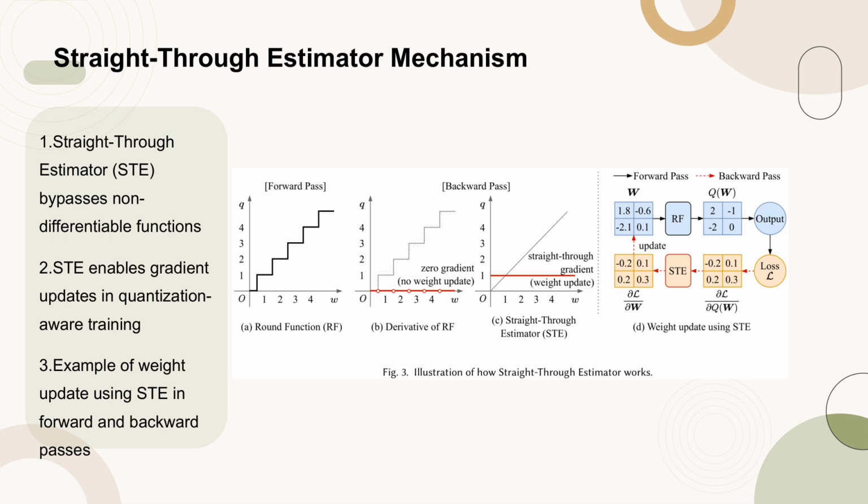Figure 3 illustrates the mechanism of the straight-through estimator, STE. STE is a technique used to pass upstream gradients directly to the next node during backpropagation, which is particularly useful for models involving non-differentiable functions like the round function, RF. In the forward pass, weights are quantized using RF, and the loss is computed. During the backward pass, the gradient of the weight matrix with respect to the loss is approximated via STE, allowing for gradient updates. This process is essential for quantization-aware training, QAT, enabling the training of models with quantized weights.